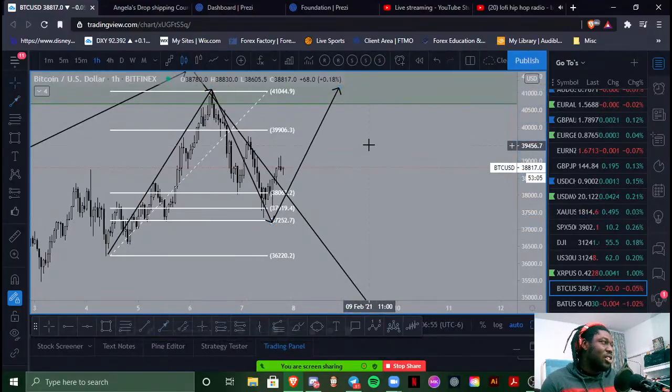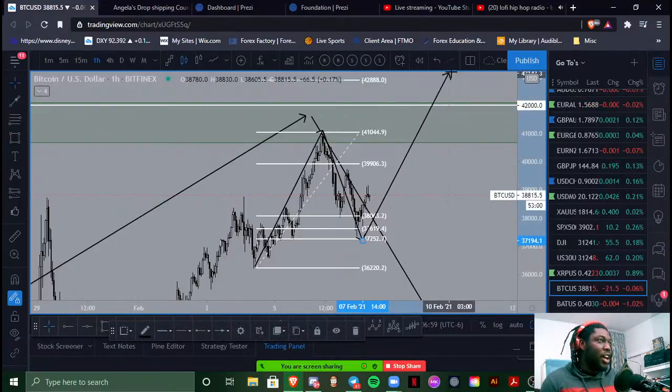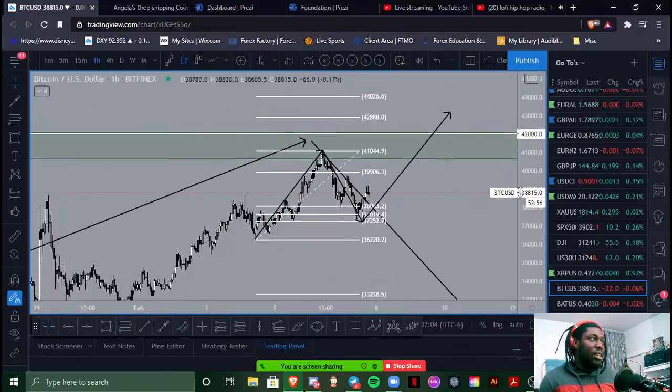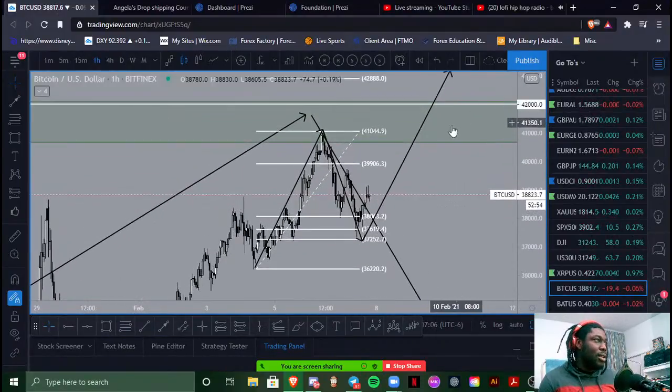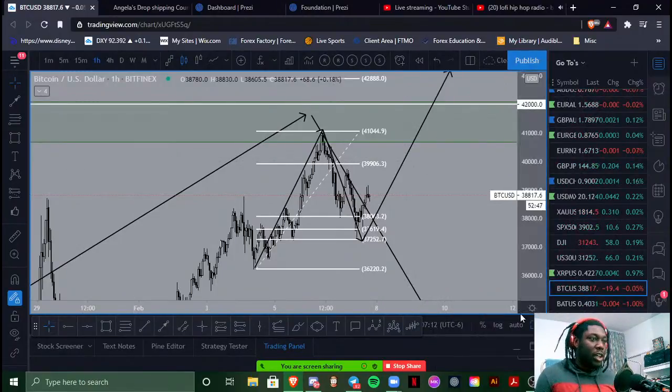Still expect this to continue, and once it does, it makes higher highs. I have a buy stop at $42,000, and my TP is going to be at 50,000. Stop loss is going to be probably at 40,000. So that's just on Bitcoin.